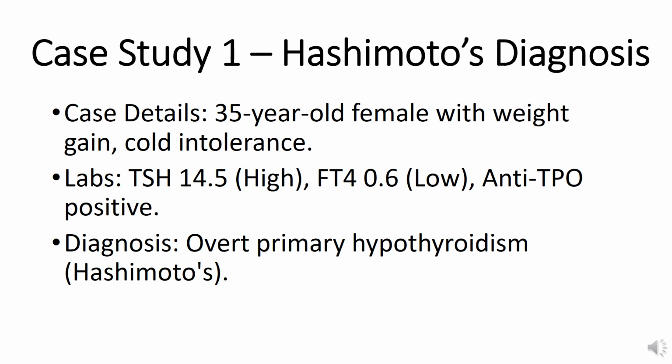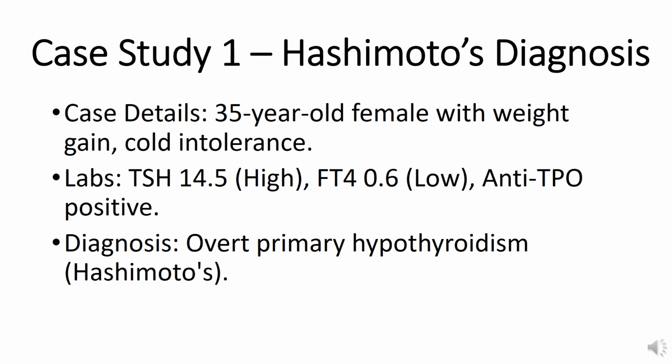The results reveal a thyroid-stimulating hormone, or TSH, level of 14.5 milli-international units per liter. This value is significantly elevated above the normal reference range. An elevated thyroid-stimulating hormone suggests that the pituitary gland is working harder than normal to stimulate the thyroid gland.